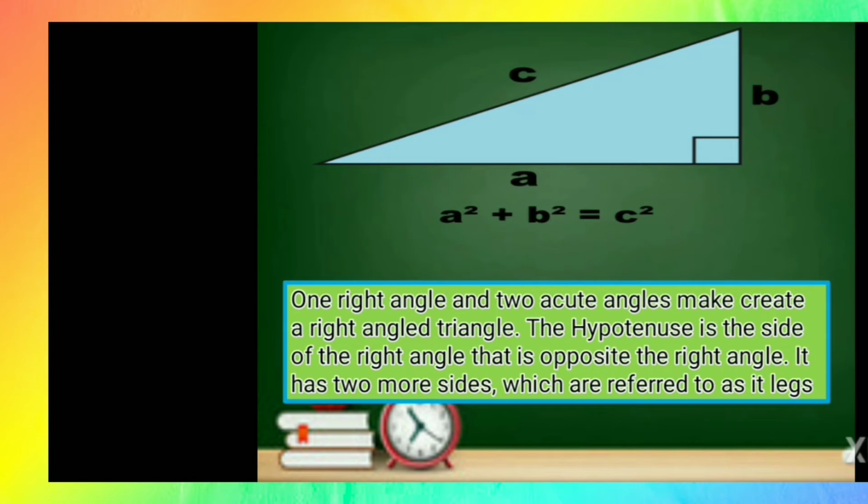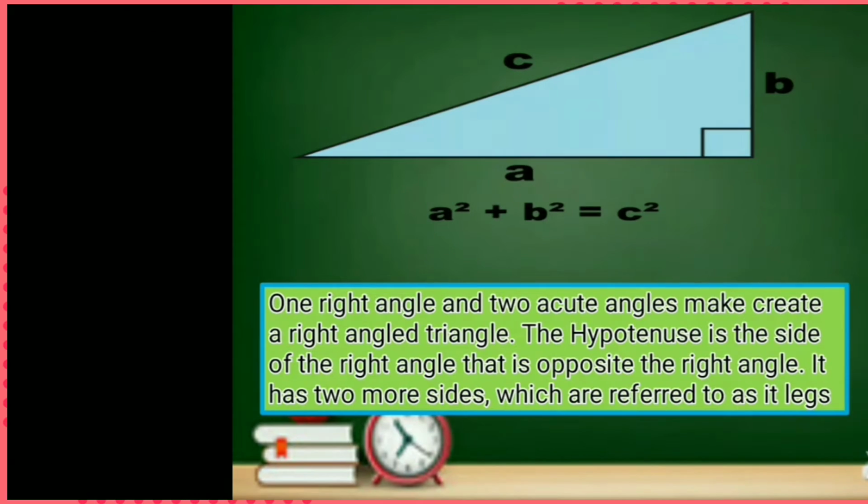So this is the form of the Pythagorean Theorem. One right angle and two acute angles make a right triangle. The hypotenuse is the side of the right triangle that is opposite the right angle. It has two more sides, which are referred to as its legs. So let's proceed.